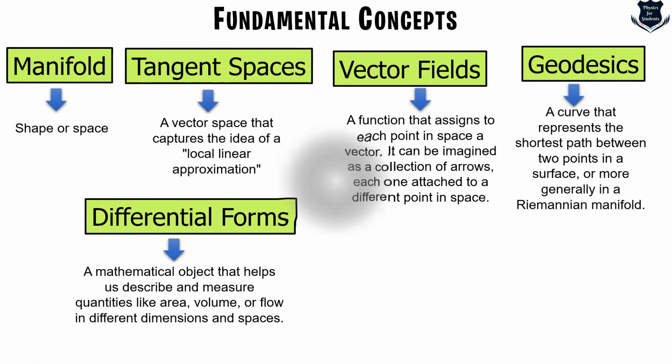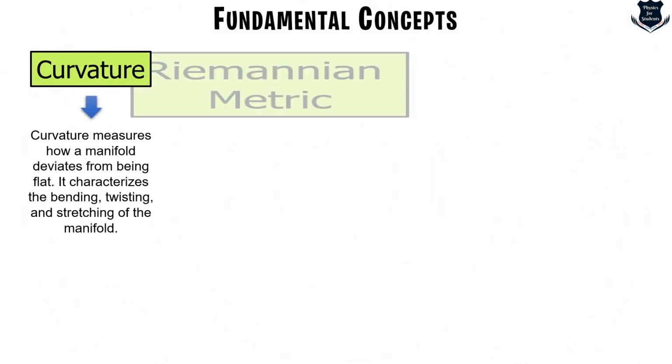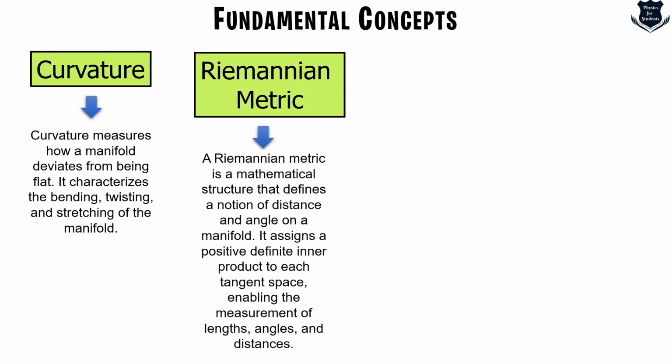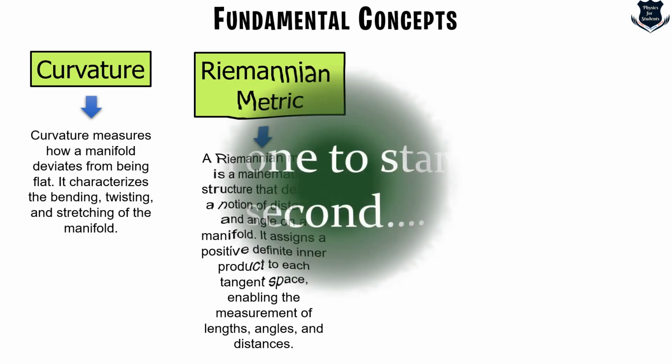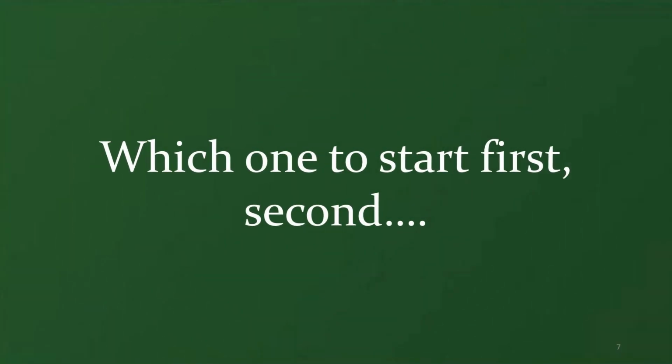If I can go back, you see 1, 2, 3, 4, 5: manifold, tangent space, vector fields, geodesics, differential forms, followed by curvature and Riemannian metric. So we would consider that we have broken down differential geometry into 7 fundamental concepts, and now we will go forward in understanding and getting the best resources for that.